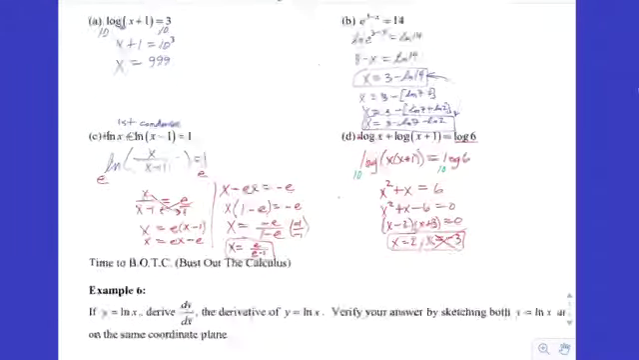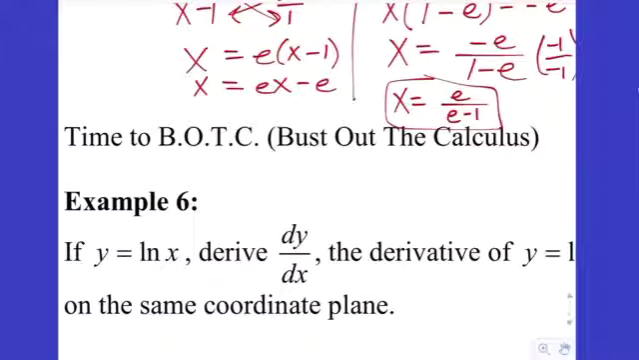All right, enough of the non-calculus review. It's time to BOTC. Get out the good stuff. Bust out the calculus, right? Which is what your parents say when you have guests coming over, right? Oh, let's get out the good stuff. Bust out the calculus. Let's impress them. Putting out the china.